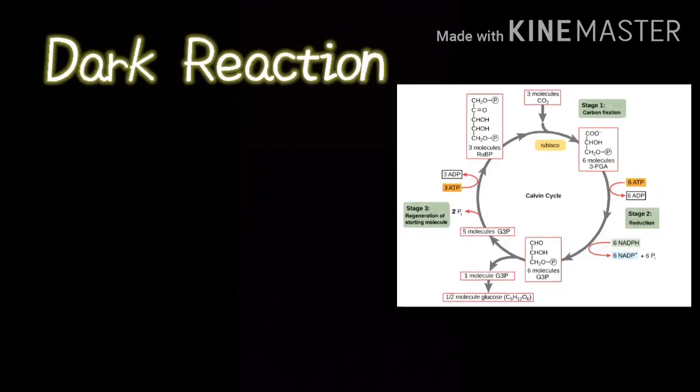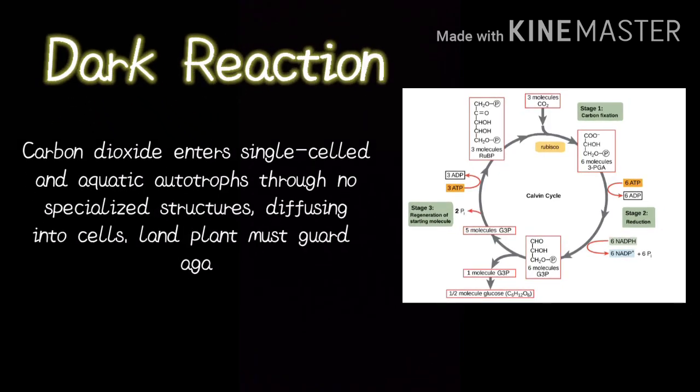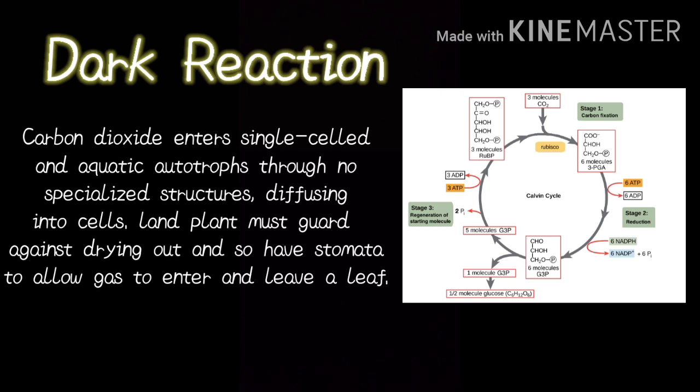Dark reaction. Carbon-fixing reactions are also known as dark reaction. Carbon dioxide enters single-celled and aquatic autotrophs through no specialized structure, diffusing into the cells. Land plants must guard against drying out and so have evolved a specialized structure known as stomata to allow gas to enter and leave the leaf.